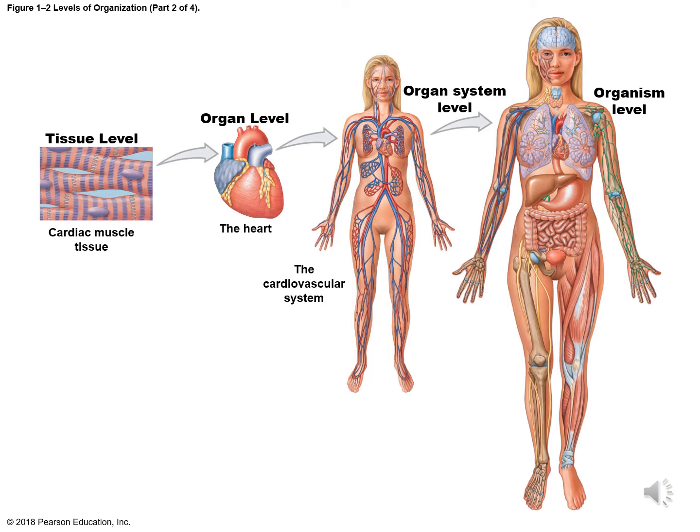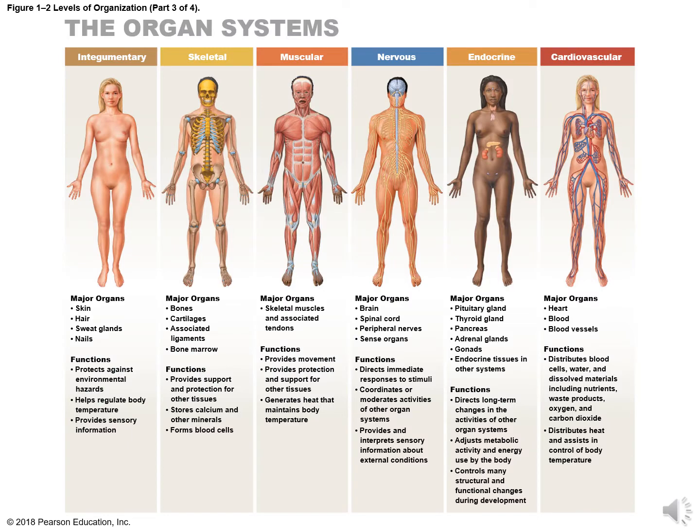Then we take a number of organ systems, put them together, and make an organism. This is all going to work together to keep this organism healthy. And if one system fails, then it will have a major impact on the organism itself. We have a number of different organ systems within the human body.